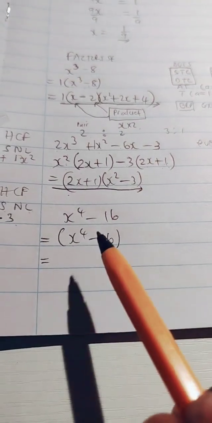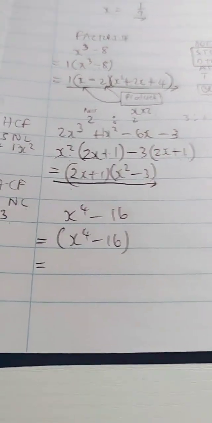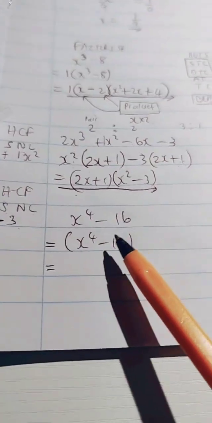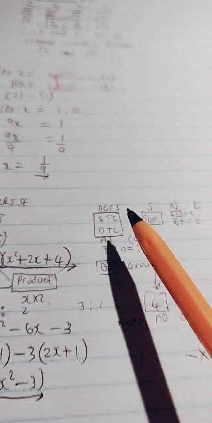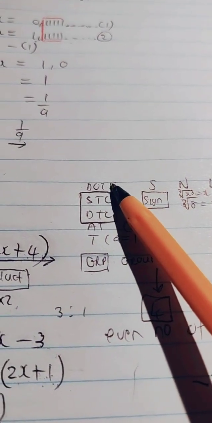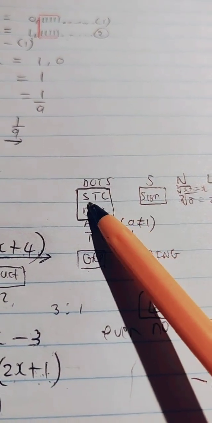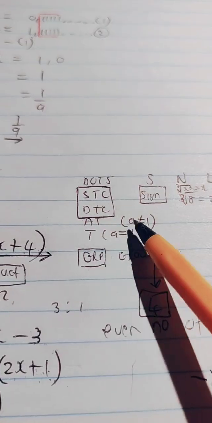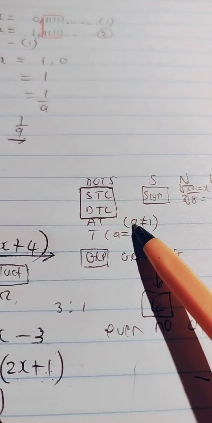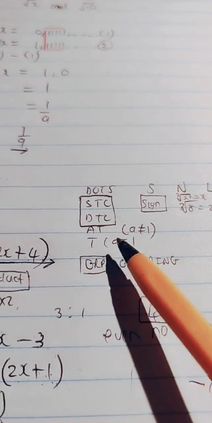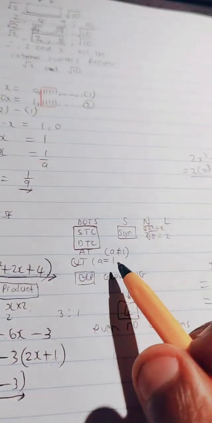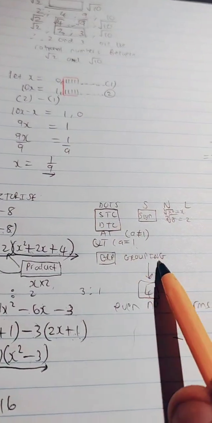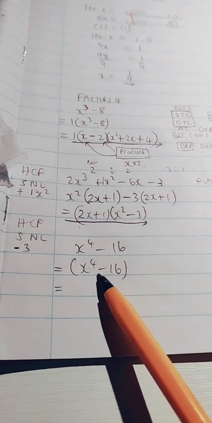What do you guys see inside? Now I'm going to wait for someone to comment in the comment section and tell me what type of factorization should be applied. We said we have DOTS, difference of 2 squares, sum of 2 cubes, difference of 2 cubes, advanced trinomial where a, the coefficient of x squared term, is not 1, quadratic trinomial where a is equal to 1, grouping factorization. So what are we seeing here?